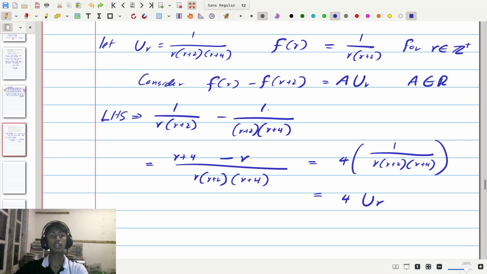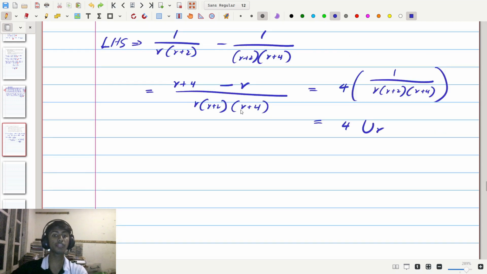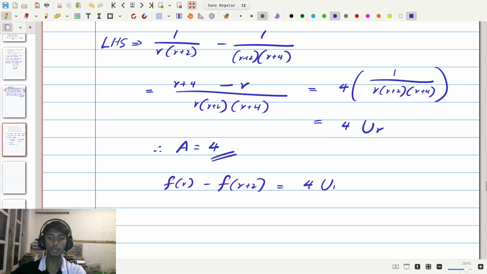So we can see, considering the LHS, we go to the RHS, where we have 4 times u of r, but we expected a times u of r, and therefore we can see, according to this, a must be equal to this value here, which is 4. So therefore a is equal to 4, and therefore f of r minus f of r plus 2 is equal to 4 u of r.